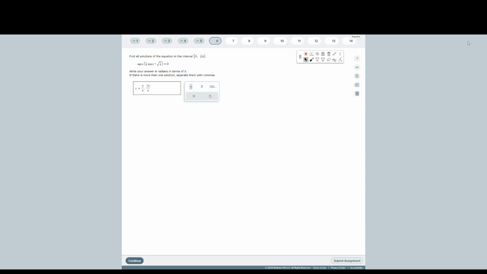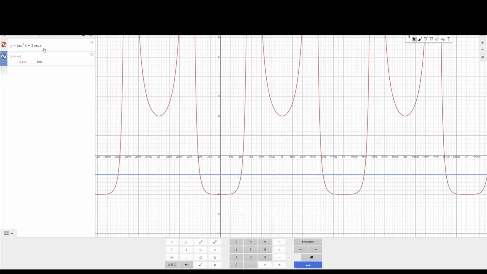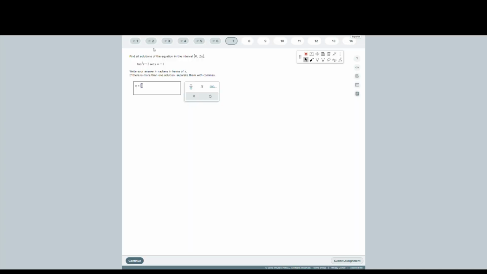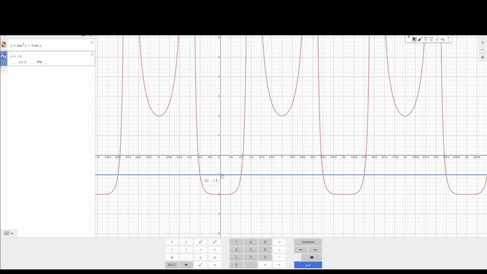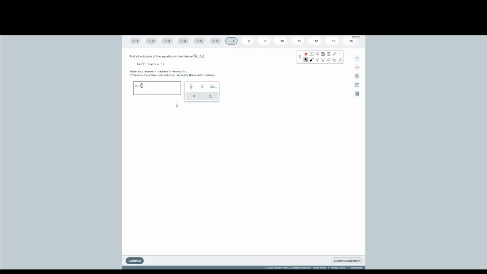Just to show you again, simply plug that in exactly how it is into the calculator, and you do your equal side as -1. It gives you all your intercepts between 0 and 2 pi. So that's going to be pi over 3 and 5 pi over 3. And that's all we got to do with this one as well.